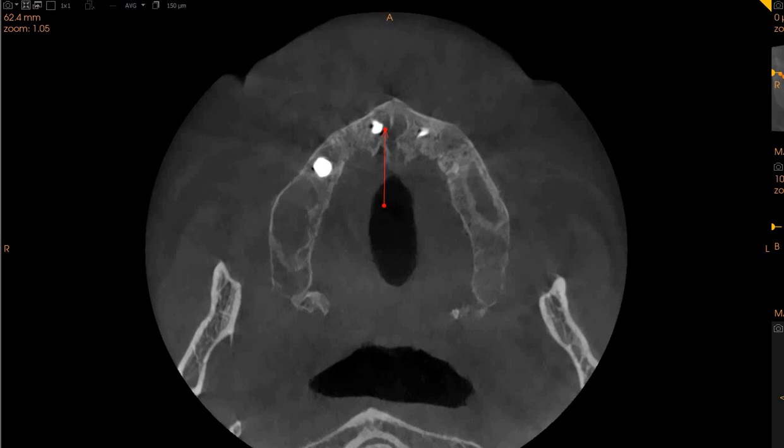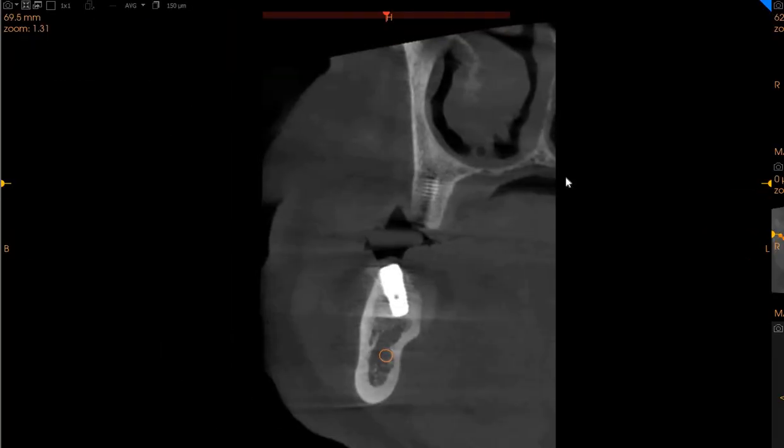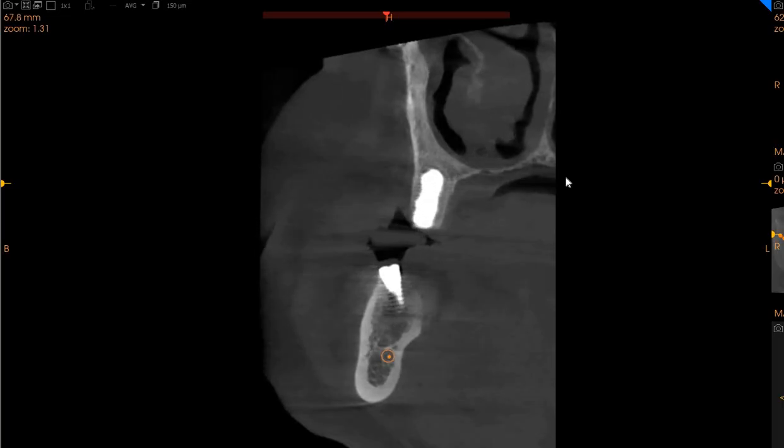Now we're going to take you through each implant individually. Let's start from the upper right hand side. The upper right hand side, as you can see right here, is quite center of the ridge, a very well placed implant, good bone support on buccal and the lingual.